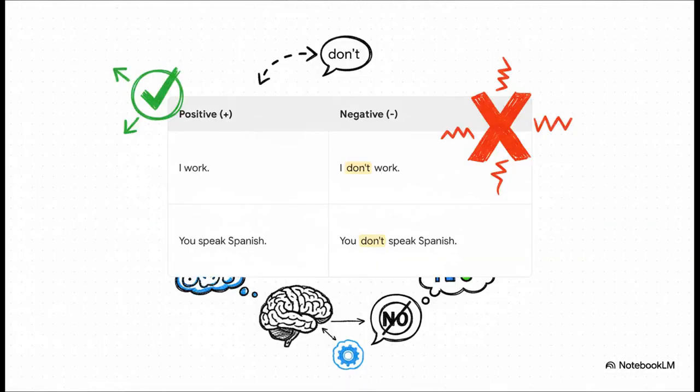So first up, we've got don't, which, as you know, is just do not, squished together. You just pop it right in front of the main verb. So I work becomes I don't work. You speak Spanish becomes you don't speak Spanish. See? Super direct and simple.